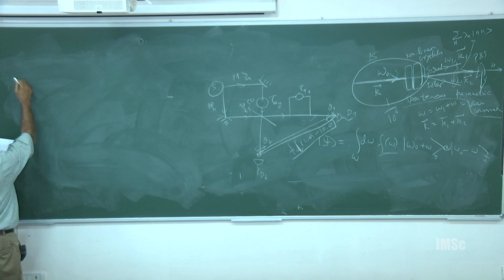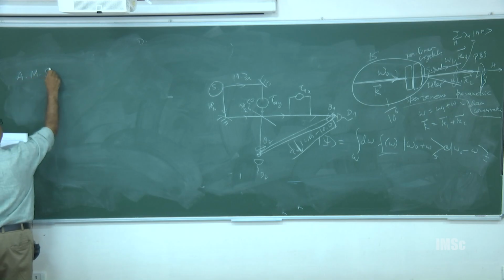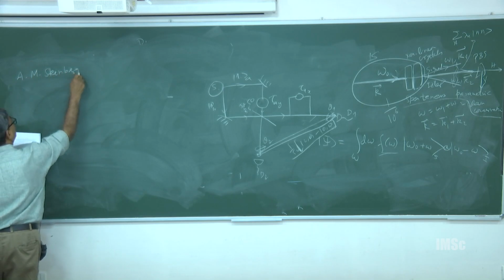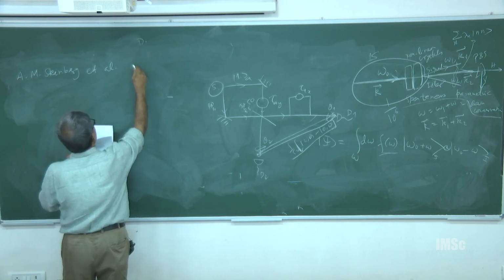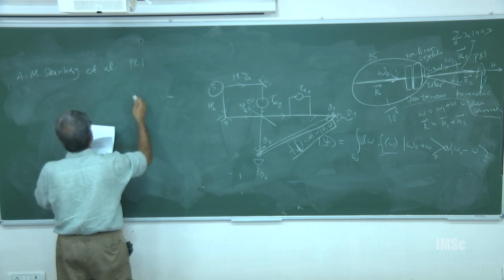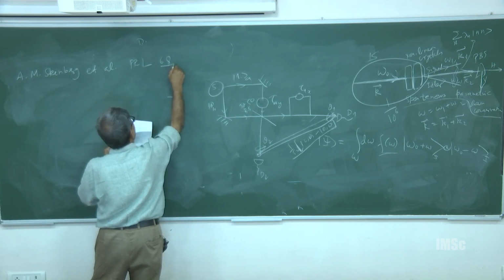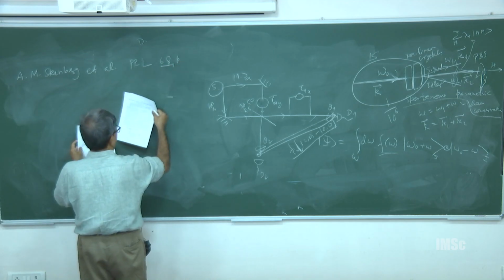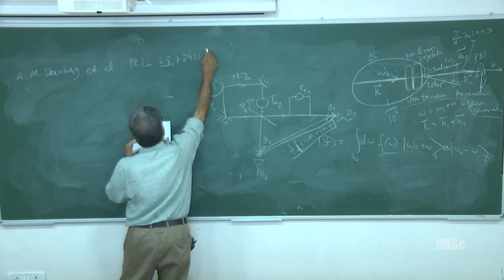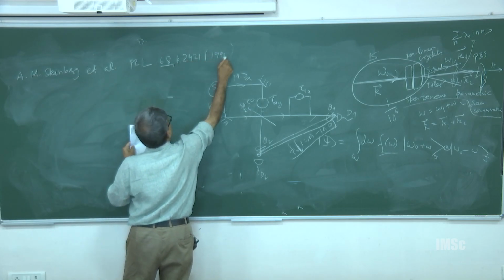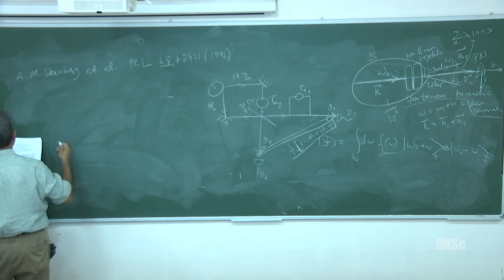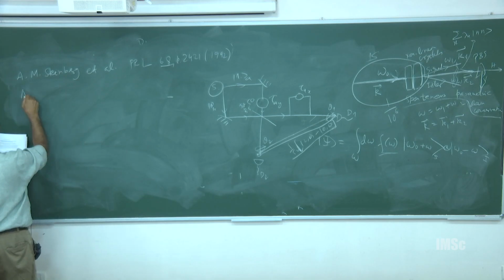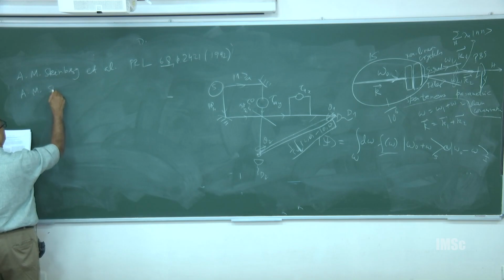This is one experimental paper by Steinberg et al. Paul Kwiat is also there. This is in PRL, volume 68, page 2421, 1992. And then there is another paper, again by A.M. Steinberg, the same set of people.